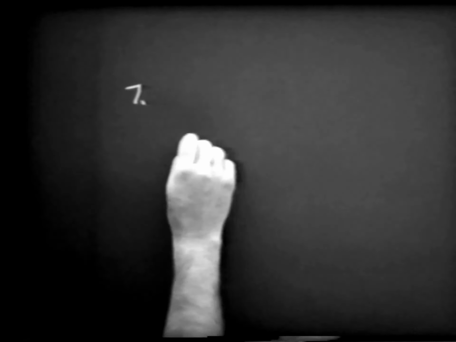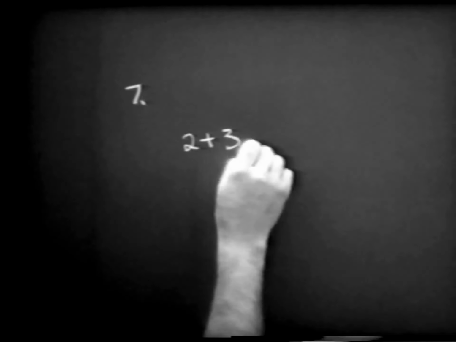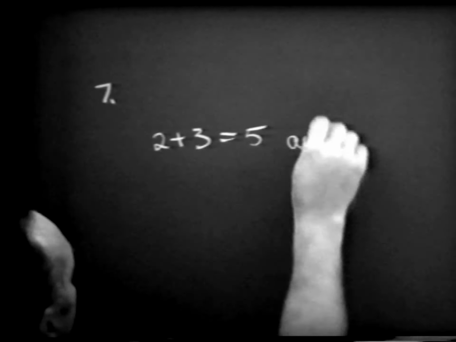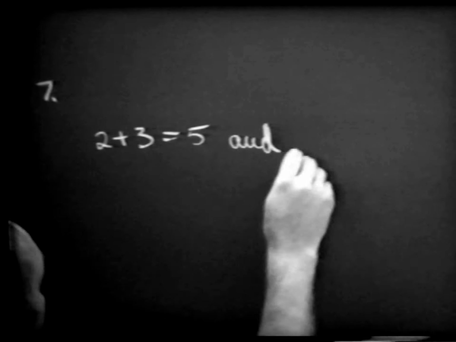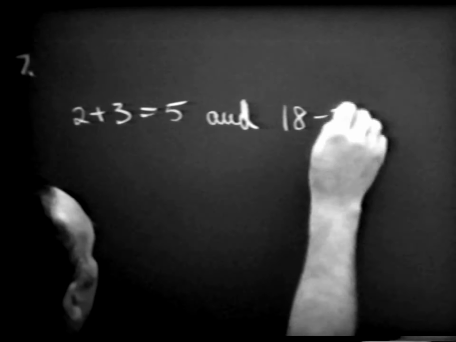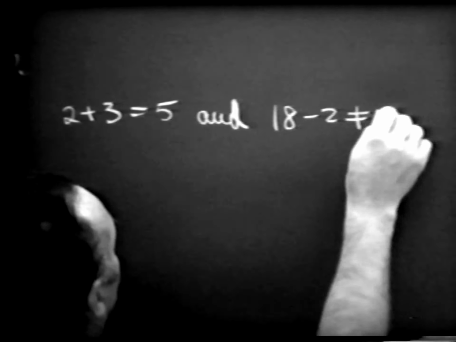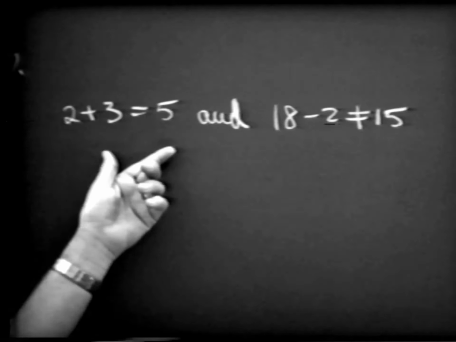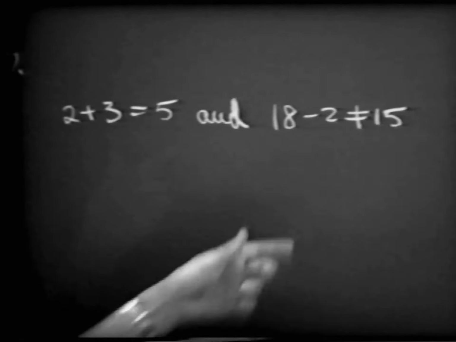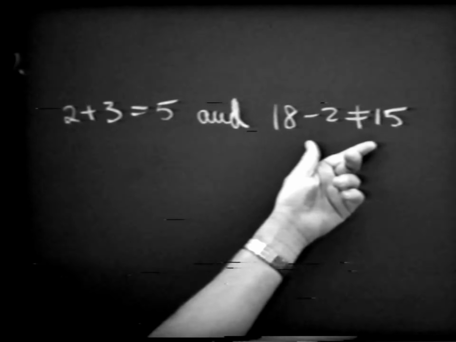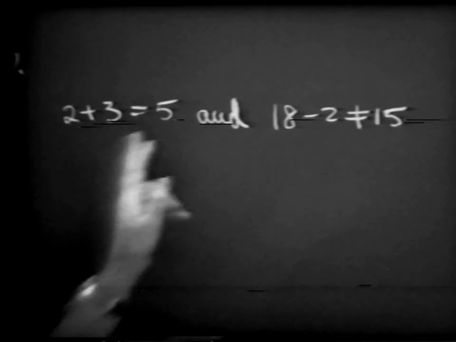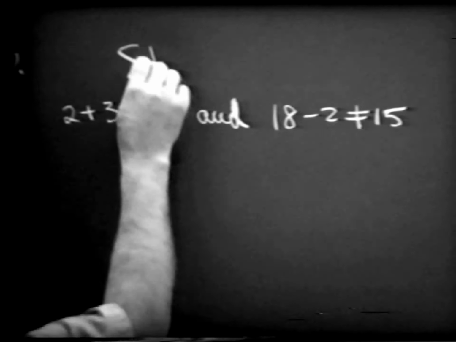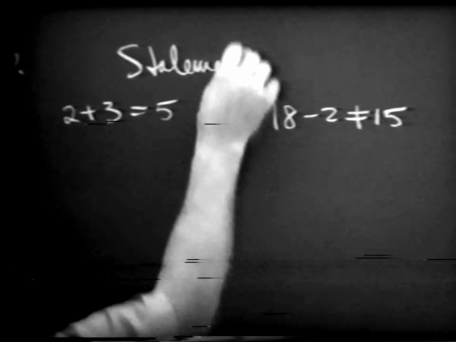Again, let me start out with this simple 2 plus 3 is equal to 5, a simple statement. And let me use the word "and" and make up some other statement such as 18 minus 2 is not equal to 15. Now, again, 2 plus 3 is 5, we know is true. 18 minus 2 is not equal to 15, we know is true, and therefore the conjunction statement is true. All right? So let me just call this our statement.